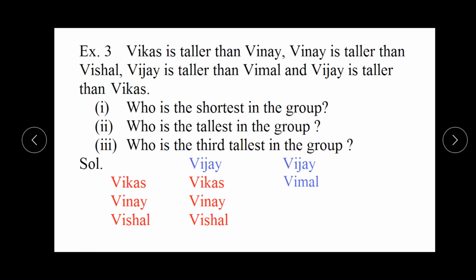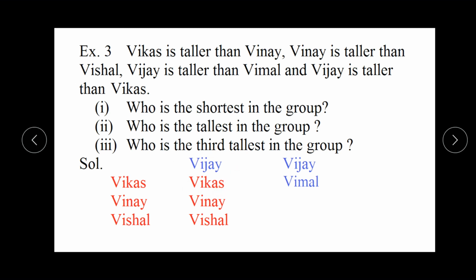The third example: Vikas is taller than Vinay, Vinay is taller than Vishal, Vijay is taller than Vimal, and Vijay is taller than Vikas. There are three questions: who is the shortest in the group, who is the tallest in the group, who is the third tallest in the group. According to the statements, Vikas is taller than Vinay, Vinay is taller than Vishal, Vijay is taller than Vimal, and Vijay is taller than Vikas.